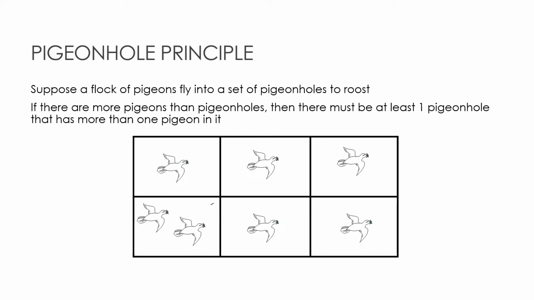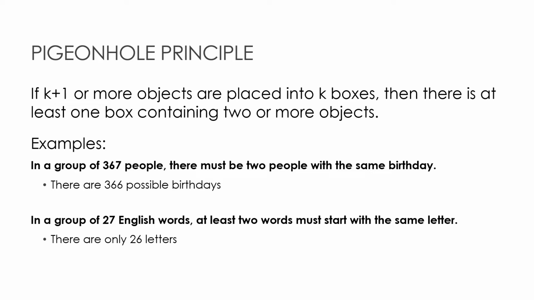So as we can see in my beautiful picture, here I have 7 pigeons but only 6 pigeonholes, and therefore there must be 2 pigeons in one of the holes. If I had 9 pigeons, you get the idea, there would still be more than one in at least one of the holes. That is what the pigeonhole principle is all about.